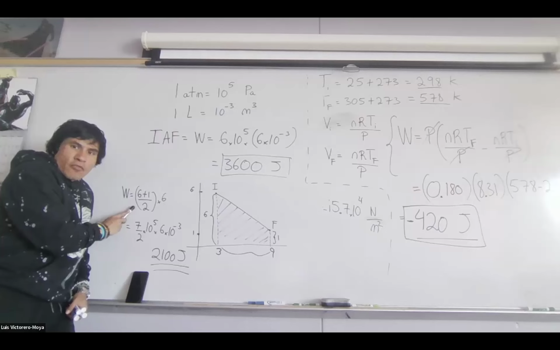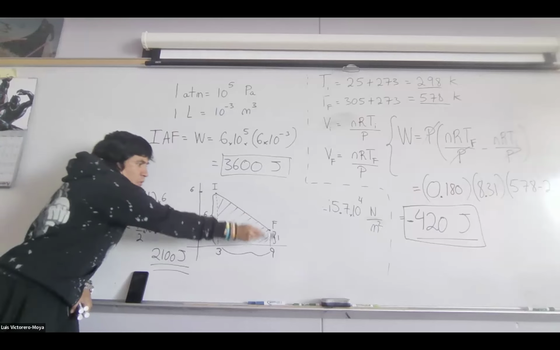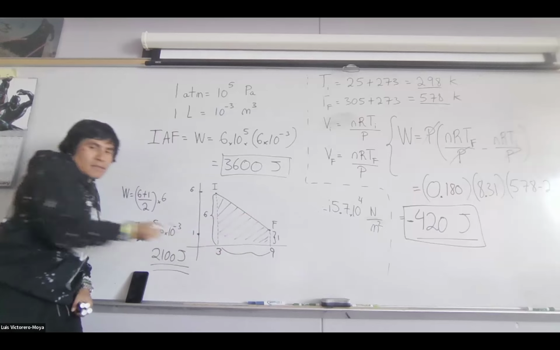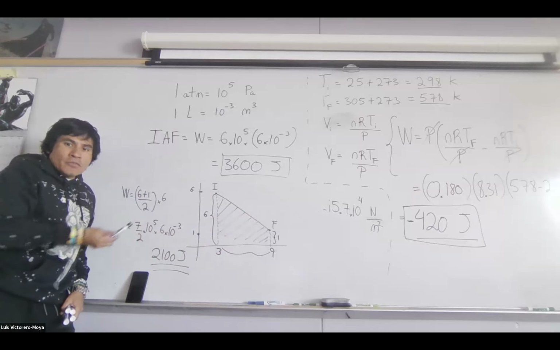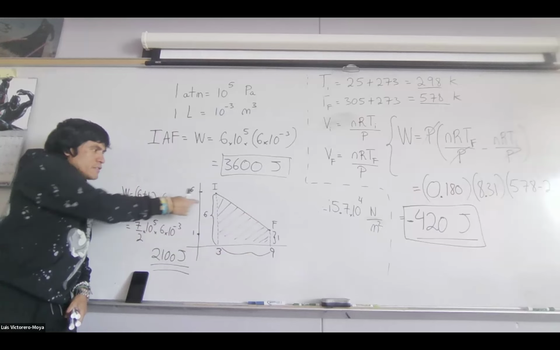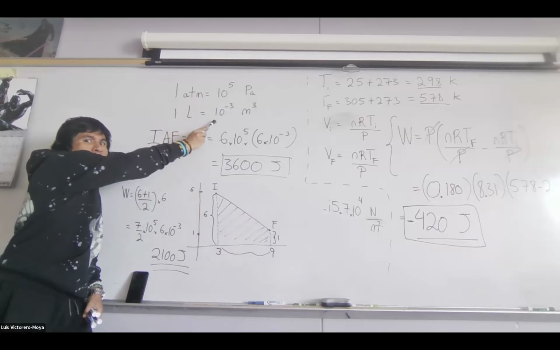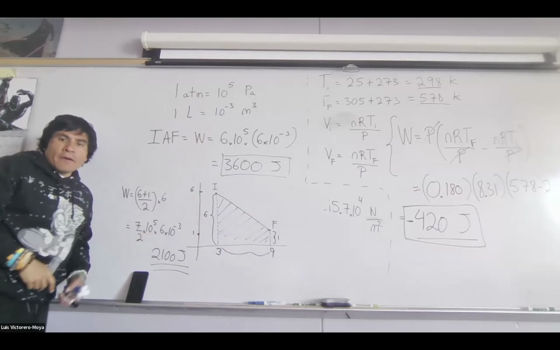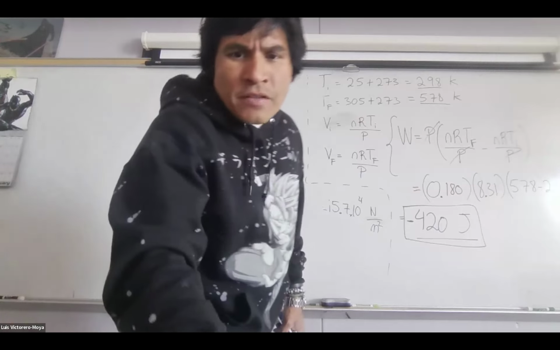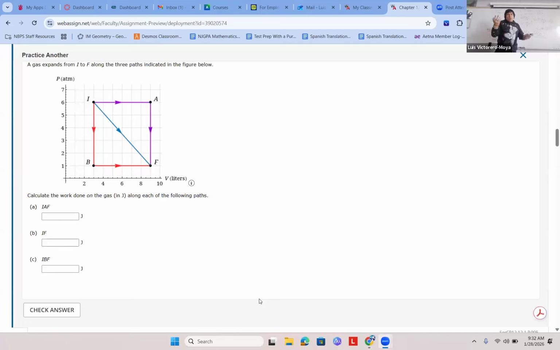Okay, so that's the formula for the area of a trapezoid. The sum of the bases divided by 2 multiplied by the height. And then you have to remember the units, right? This is an atmosphere, so you have to use a conversion. And then the liter conversion to 10 to the negative 3. That's what you look here. Okay, so just the area under the curve for IF. It's pretty simple. And then the IBF, IB will be 0, and then BF will just be 1 times 10 to the power of 5, 1 atmosphere, times the 6. So that should give you 600 joules.